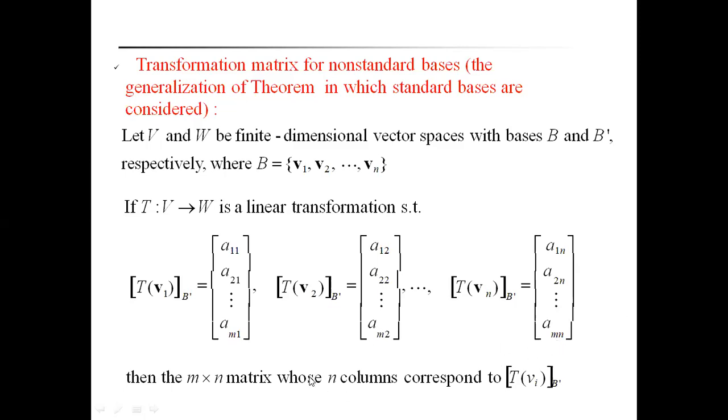So on. This is the matrix of order m by n whose n columns correspond to T of Vi relative to the basis B dash. Because n columns are denoted in the matrix, this matrix is of order m by n, with m rows and n columns. Therefore, this matrix is the m by n matrix whose n columns correspond to T of Vi relative to the basis B dash.